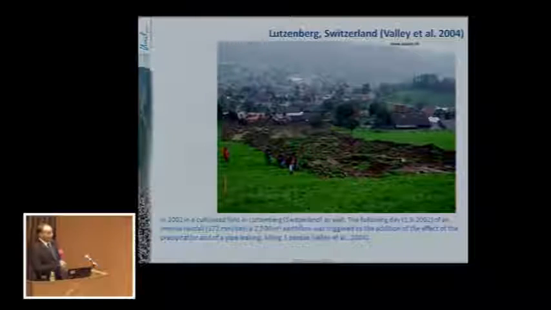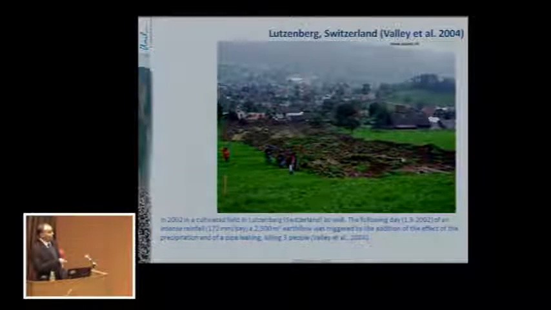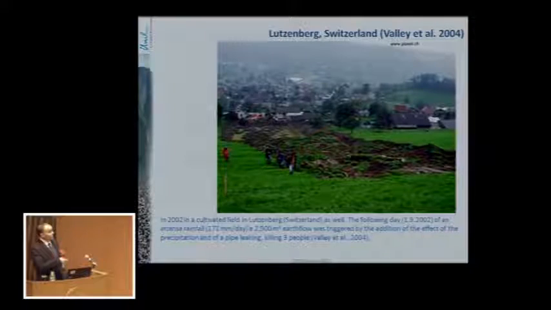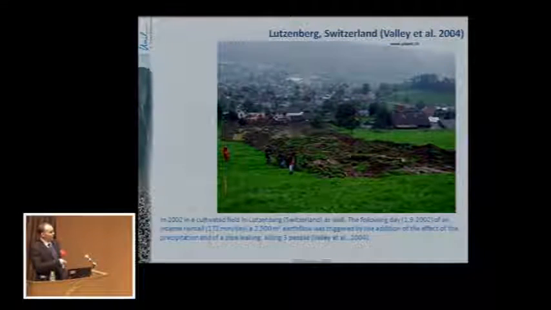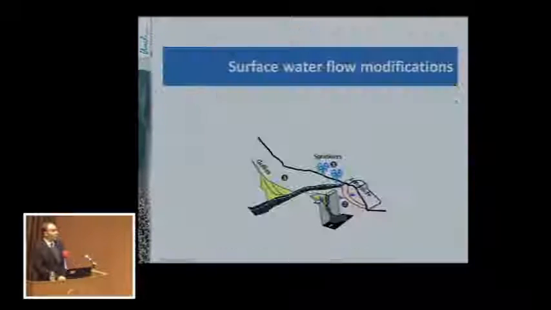We had exactly a similar scenario killing 3 people in 2002 in Switzerland. This is just a field for the cows, and it just triggered a 4,000, or now 2,500, cubic meter earth flow, and killed people just below. Then this is one of the challenges also.